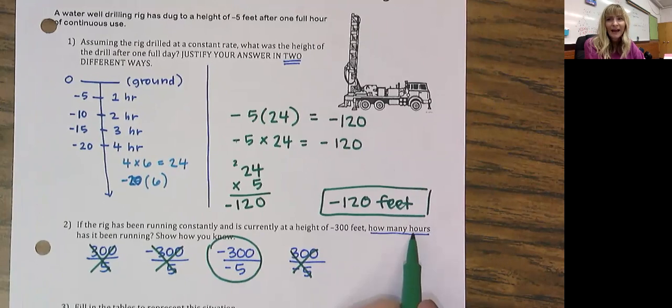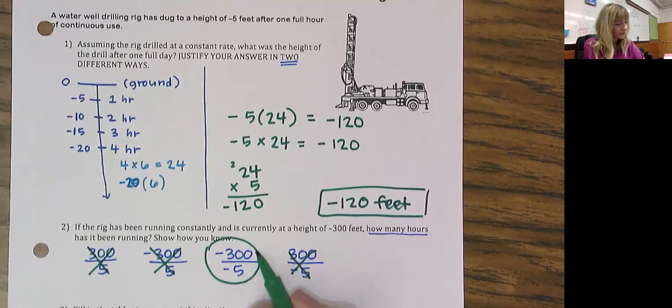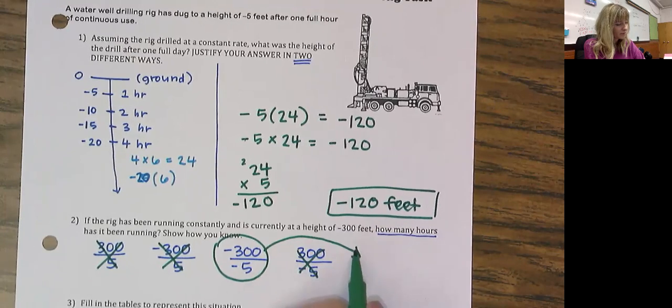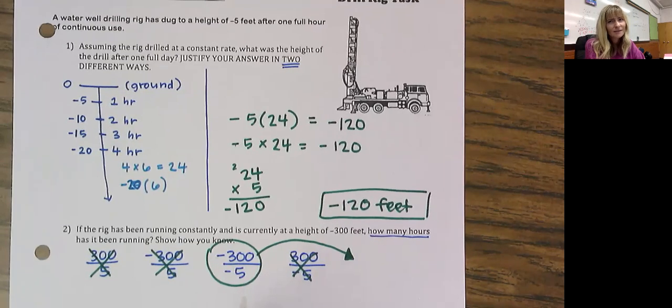Well, it's supposed to be hours. Negative 300 divided by negative 5. Can hours even possibly be a negative answer? Would that even mean anything? It took negative hours? That doesn't make sense. You can't have negative time.